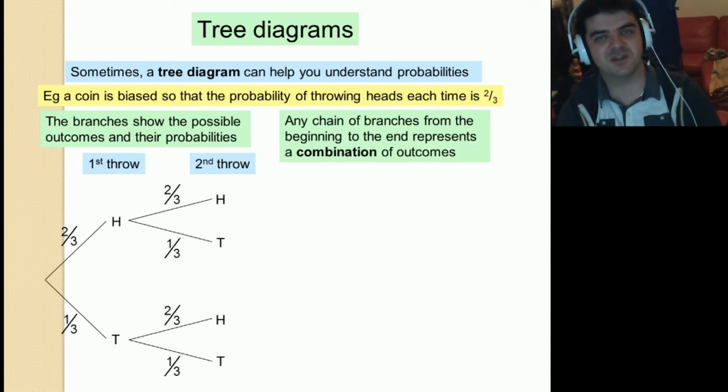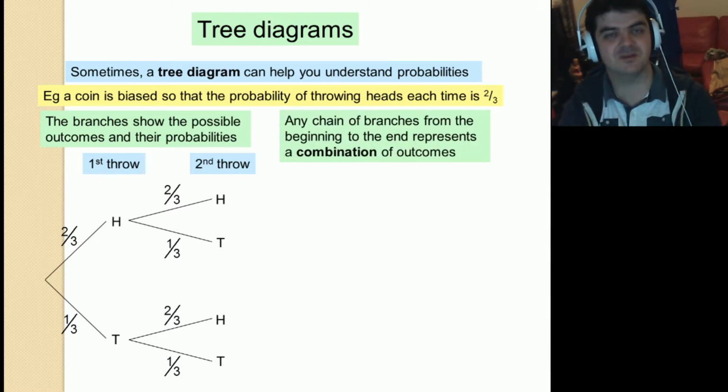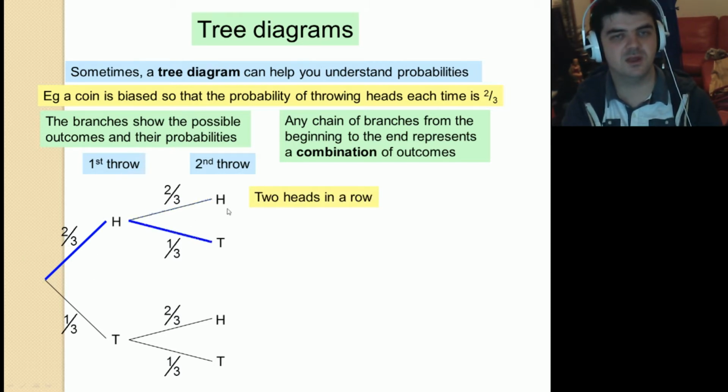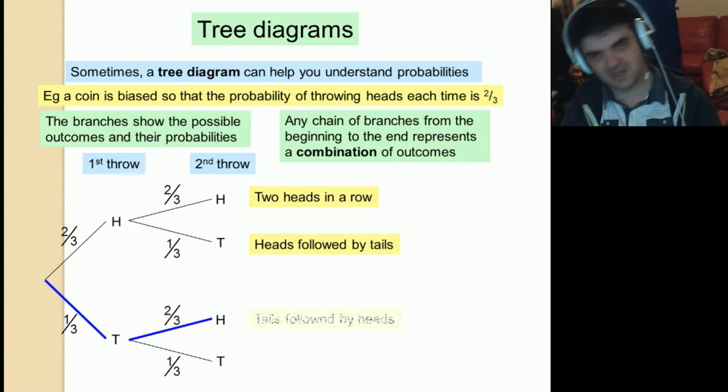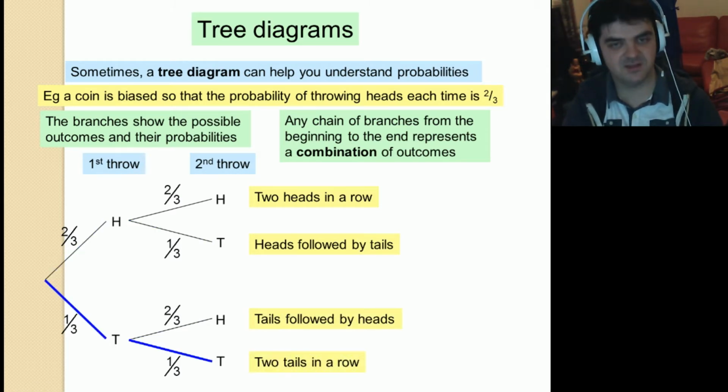Any chain of branches from the beginning to the end represents a combination of outcomes. So, the probability of rolling 2 heads would be represented by those 2 branches. The probability of a heads and then a tails is that. A tails and then a heads is that. And a tail and a tail is that. Simple. Let's look at another example.